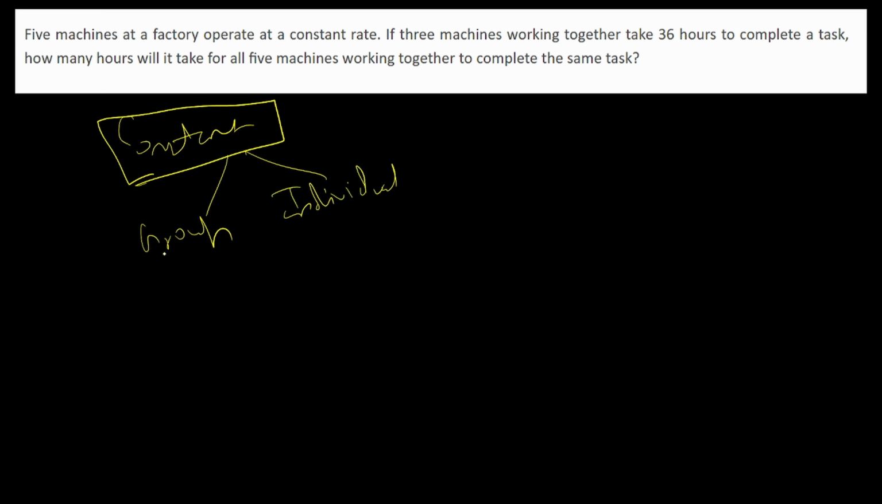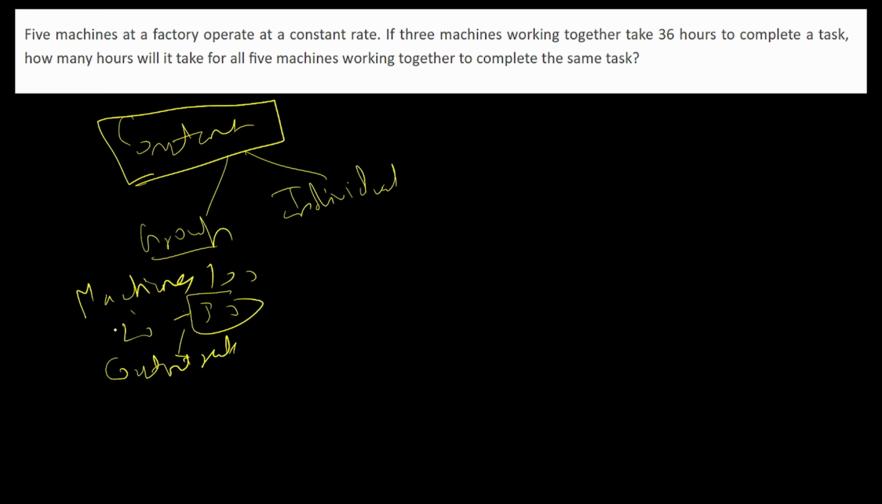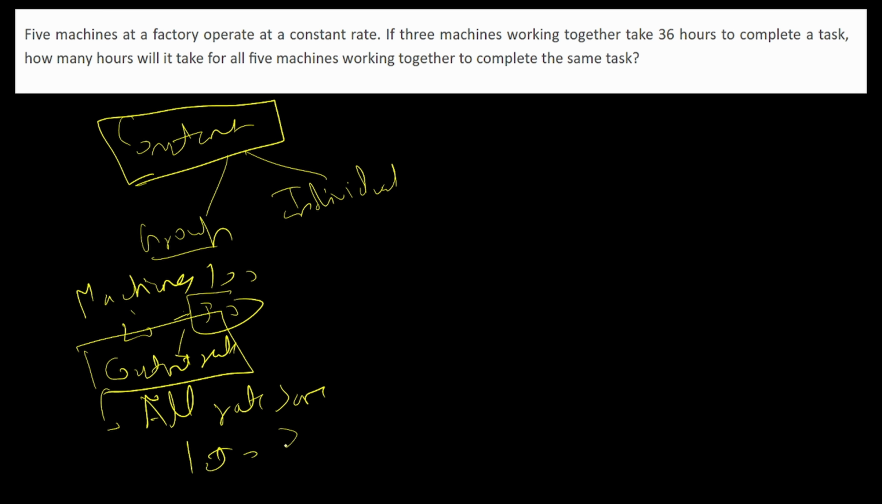In the grouping method, let's suppose you are given machines, say 100 machines working, 20 machines working, 50 machines working. So machines have a constant rate. Constant rate simply means all the machines are working at the same rate. It's not like the first machine is working at a rate of 2 per hour and the second machine is producing at a rate of 5. All the machines are producing at the same rate, let's suppose 5. That is what the grouping method is.